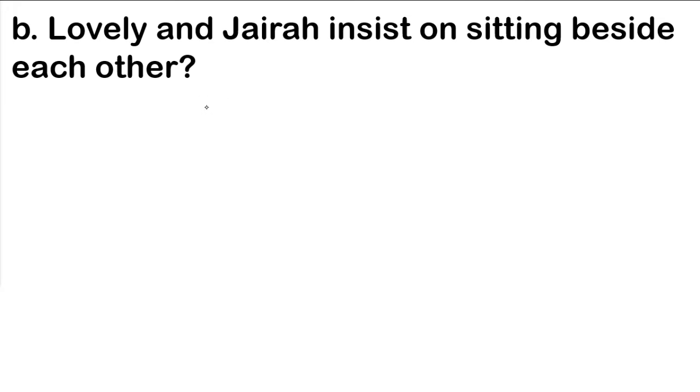Okay? So, ilan yon? May 6 na uupo sa round table. Tama? So, 6. 1, 2, 3, 4, 5, 6. Okay? Si Lovely, tsaka si Jaira daw, gusto nila magkatabi silang upo. Okay? Next, if that's the case, etong position nila magiging isa na lang. Katulad ng example natin sa una. And then, diretso ka lang sa counting dun sa natitirang upuan.